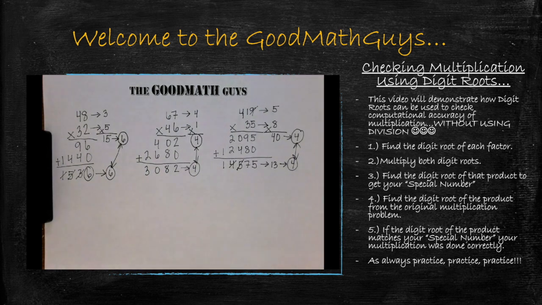So again, this video is a method for checking multiplication accuracy by using digit roots. No long division needed, no memorization of inverse operations and the fact that they're supposed to work. Again, this is a really, really cool little trick that, again, you take practice with it, you'll get really good at it. Don't forget that you can use either method, the casting out nines or the repeated addition, to find your digit roots.